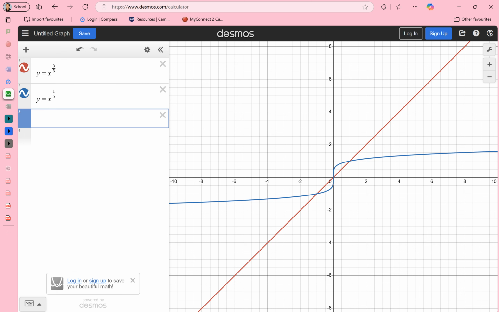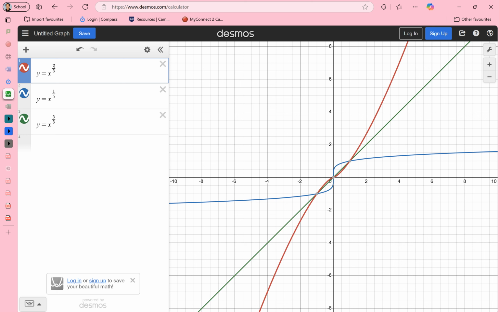I'm just going to go down. X to the power of 5 on 5. So that's the green line. Watch what happens when I change instead of 5 on 5 and I make it 7 on 5. Can you see that? When it's below the 5 on 5, which makes it a nice linear line, it's curving closer to the x-axis. When it's above the 5 on 5, so 7 on 5, 9 on 5, 11 on 5, it should get closer to the y-axis.